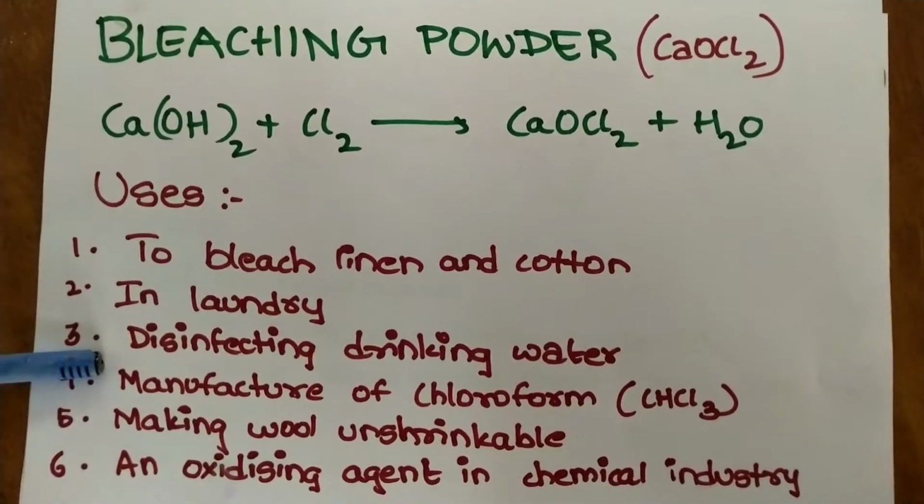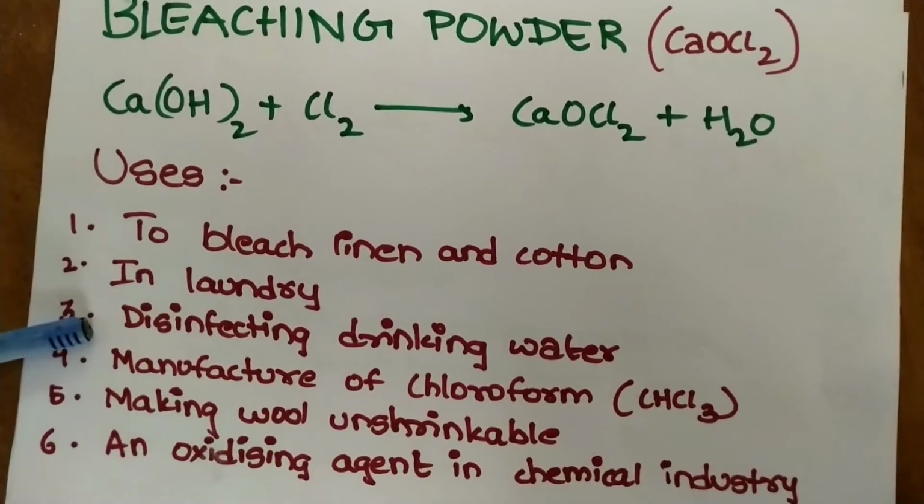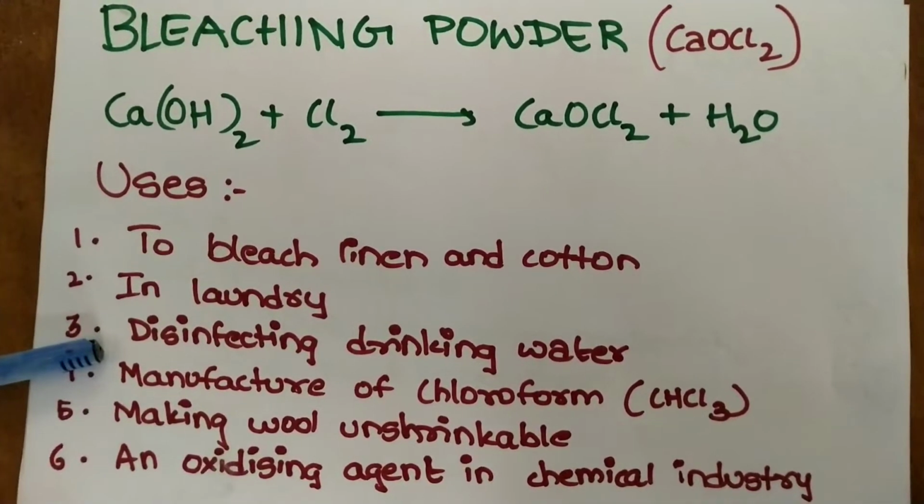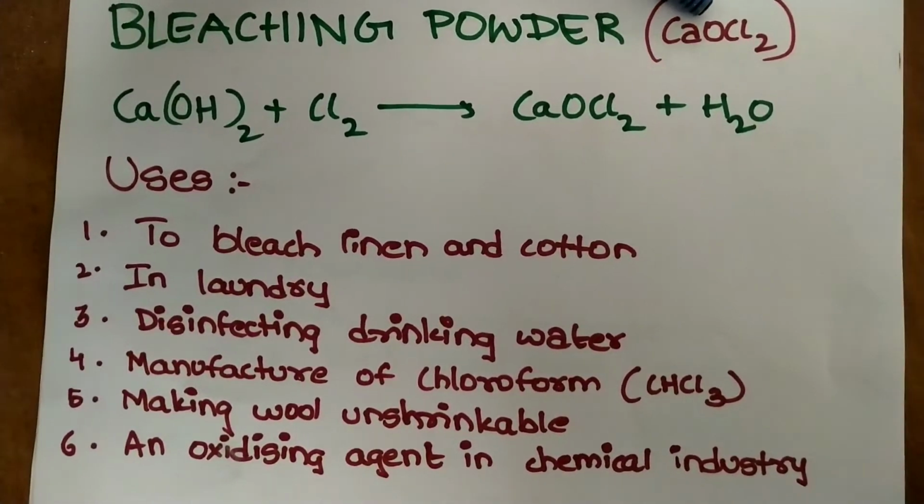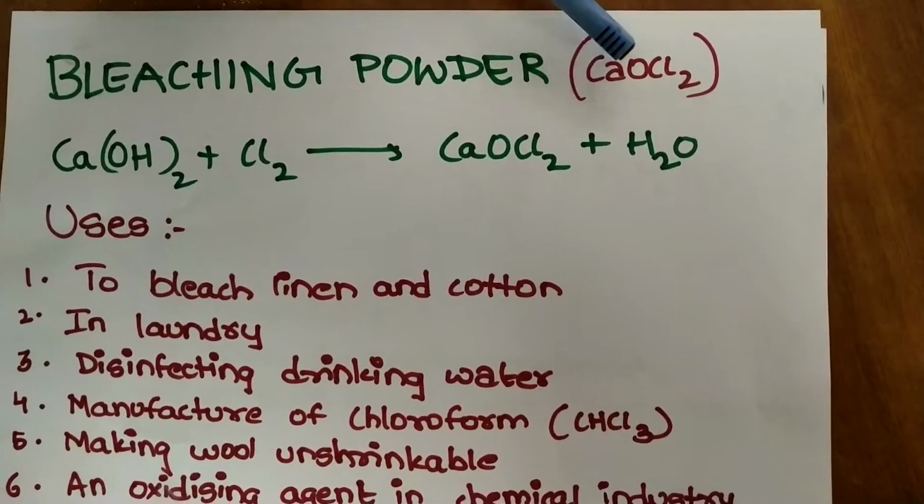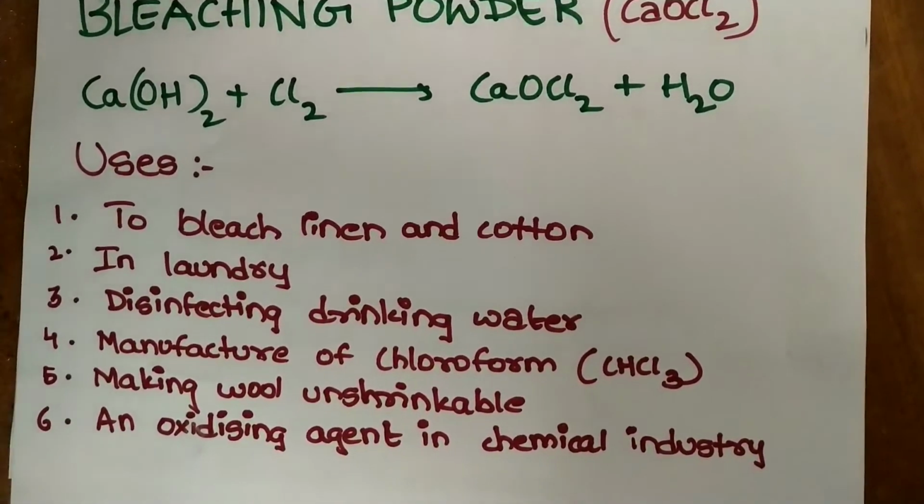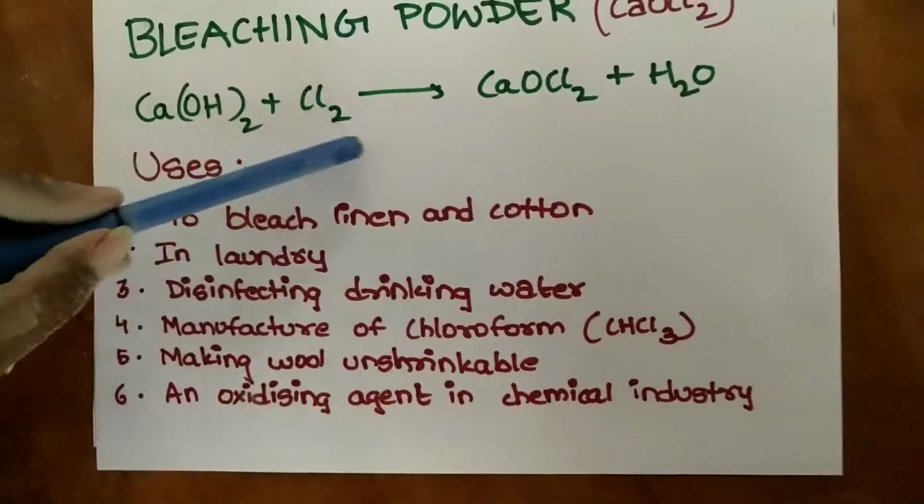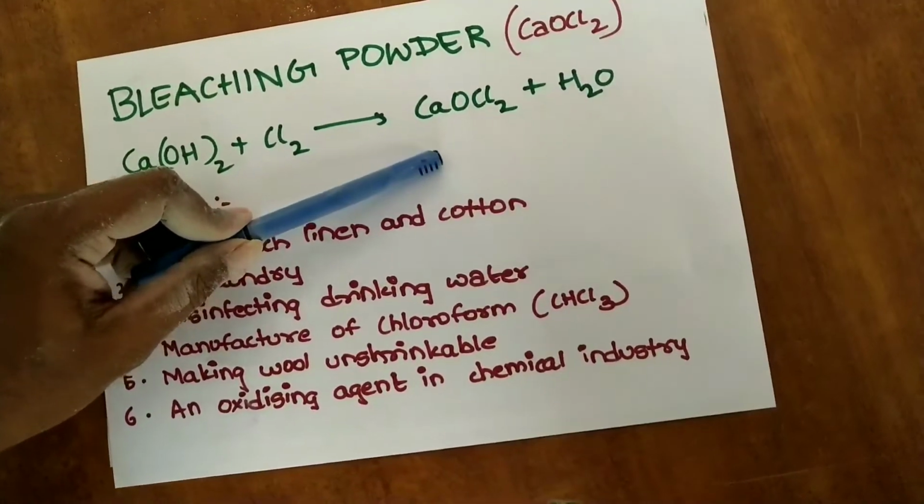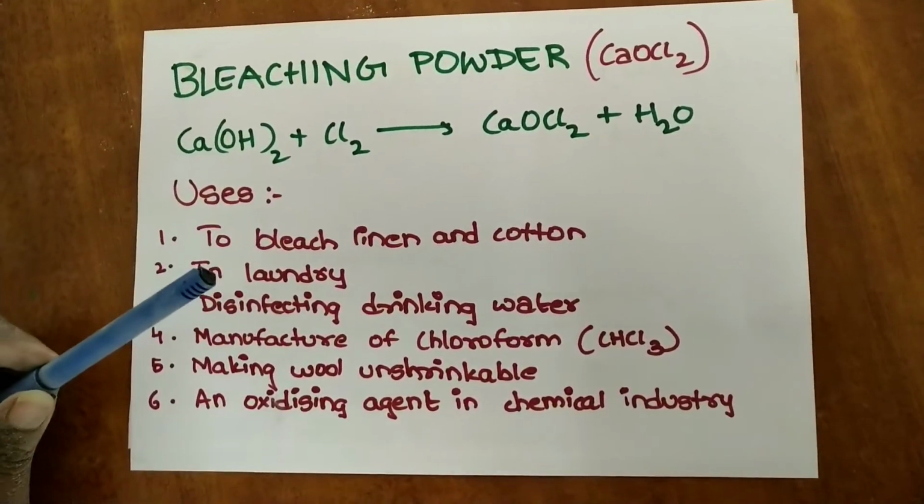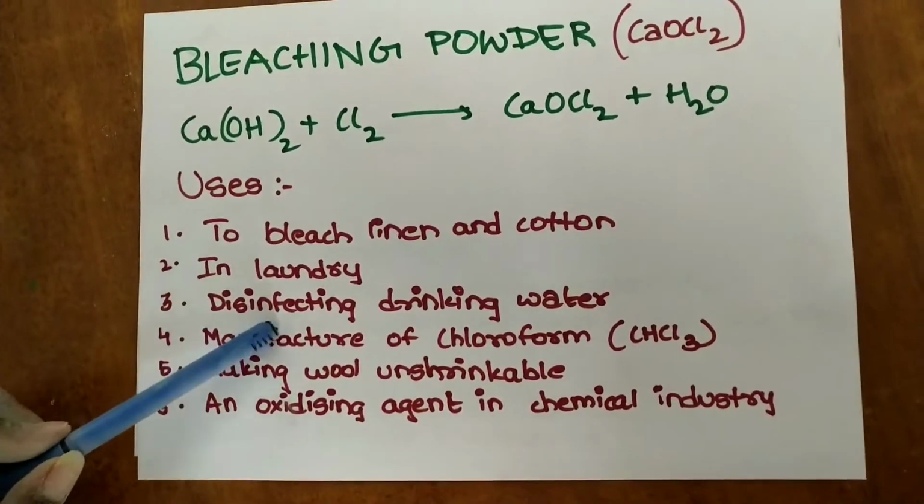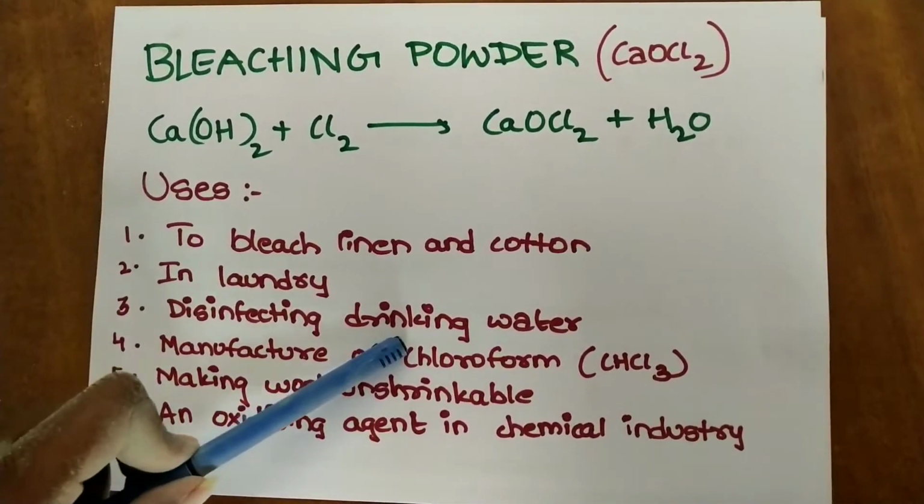And it is used in disinfecting drinking water. This bleaching powder generally contains, see the formula, calcium, oxygen and chlorine. When it is dissolved in the water, it produces chlorine gas. This chlorine has the property of killing the bacteria present in the water. That's why it is used in disinfecting drinking water.